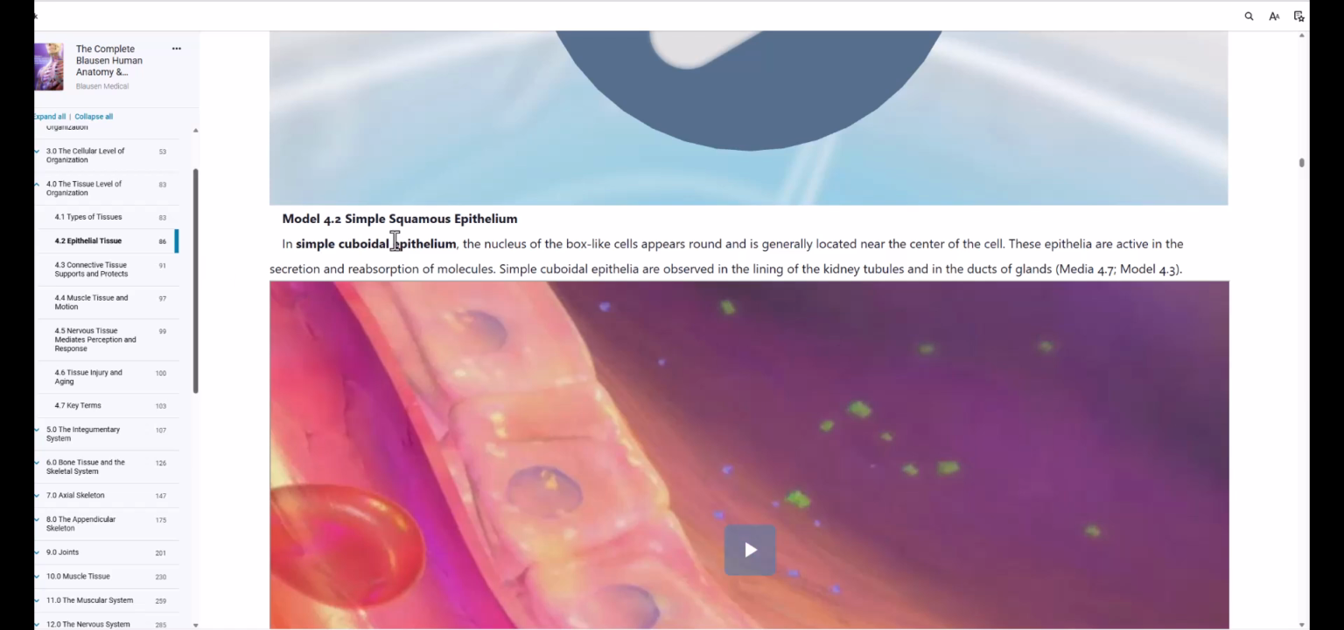Let's move on to the simple cuboidal epithelium. These are going to be a one layer of cells. They're going to be cubic or box-like in their shape. And these layers are found oftentimes in the kidney tubules. And we'll see them in glands. In the lab, you'll see examples of kidney tubules. You'll also see some thyroid glands that are also used to show you simple cuboidal epithelium.